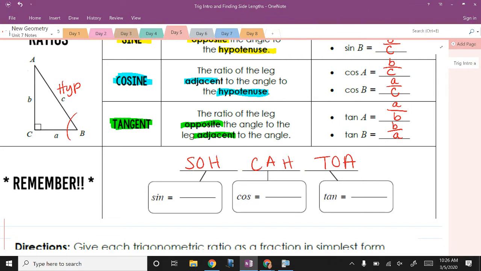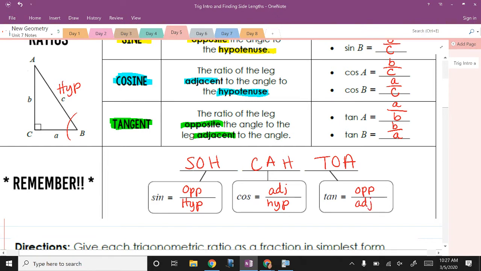Opposite and hypotenuse. Yeah. So SOHCAHTOA tells you that sine is your opposite side of the triangle over the hypotenuse. So CAH tells you what? Yep, cosine is adjacent over the hypotenuse. And TOA tells you what? Tangent equals what? Opposite over adjacent. You need to memorize that.